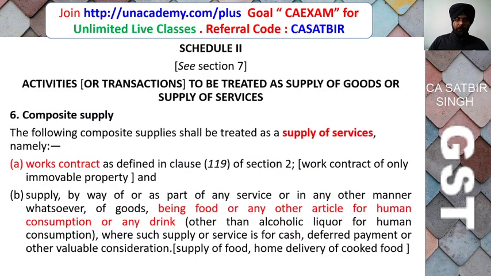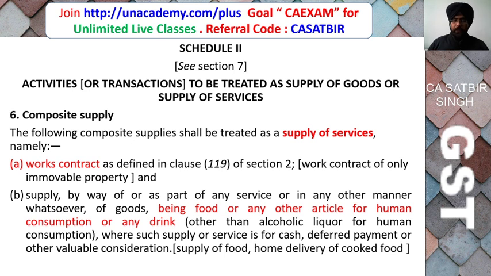In case of a composite supply, sometimes two or more activities are provided. So how will the supply be treated? The following will always be treated as supply of service in case of work contract, immovable property cases. For example, a contractor takes a contract of a building and all the material and labor are supplied for construction. Where property in goods passes on the transfer of the property, it will be a work contract, but it is related to immovable property only.